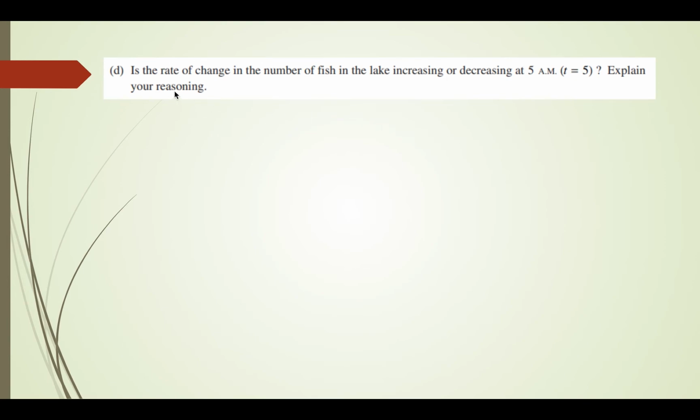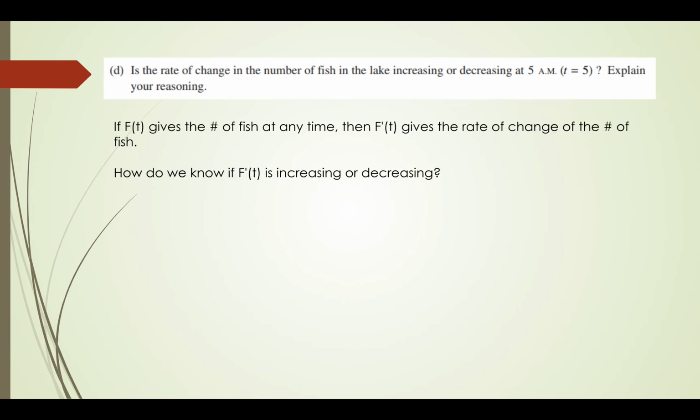So in this case, what is the function that we need to take the derivative of? Well, the thing that we want to find out if it's increasing or decreasing is the rate of change in the number of fish. Is that going up or is that going down? So we know f of t, which we came up with in part C, gives you the number of fish. Then that means f prime of t is going to give you the rate of change of the number of fish. And this is the thing that we want to find out. Is this going up or is this going down at time equals 5? And how do we know if f prime is increasing or decreasing? Well, of course, we're going to take the derivative of it.